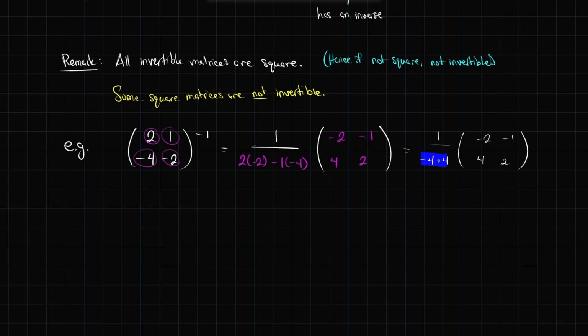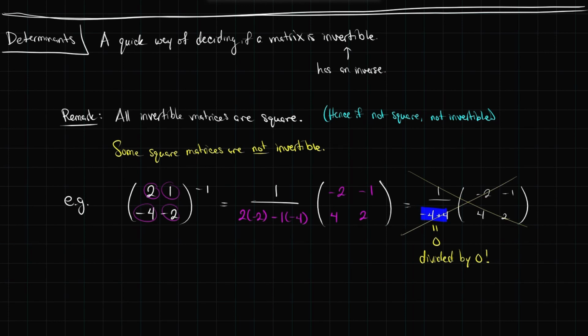What happened in the denominator is that this is equal to 0, so we've divided by 0. So that means that this just doesn't exist, and so the inverse doesn't exist. And so there's a nice example of a square matrix that's just not invertible. There's not much you can do about it. And the determinant is a quick way of deciding if that's the case.